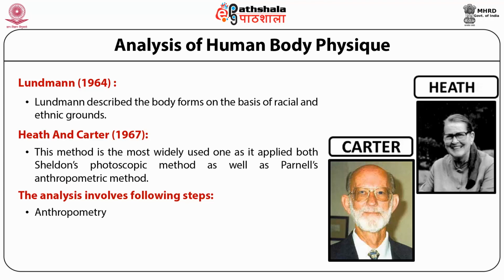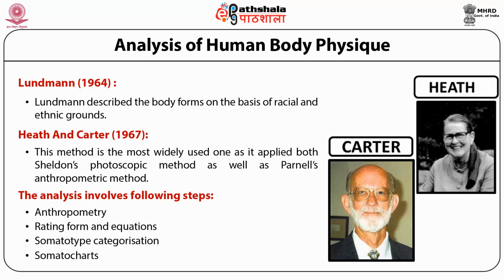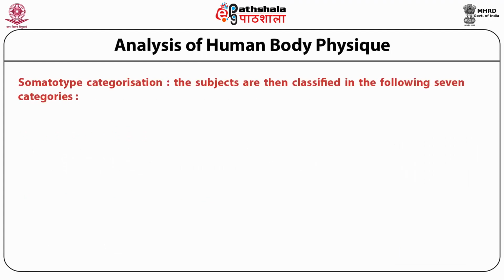There were 10 anthropometric measurements applied by Parnell which are taken into account and used to calculate various indices and ratios. Then come rating forms and equations. The measurements are filled into rating forms or into equations. Individuals and mean somatotype are plotted on an improved somatotype chart, which was proposed by Parnell. Somatotypes are then categorized into the following 7 categories.